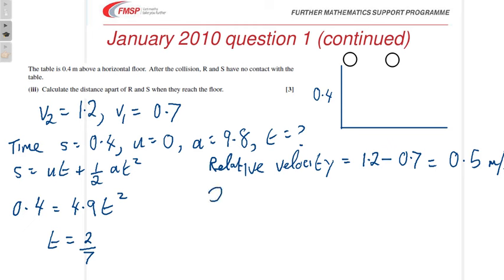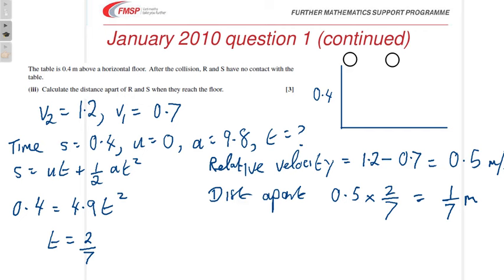So the distance apart is 0.5 times the time. And that's 1/7 meters, leaving it as a fraction. 1/7 meters. And that's correct for that part. Okay, that's the distance apart that they hit the floor.